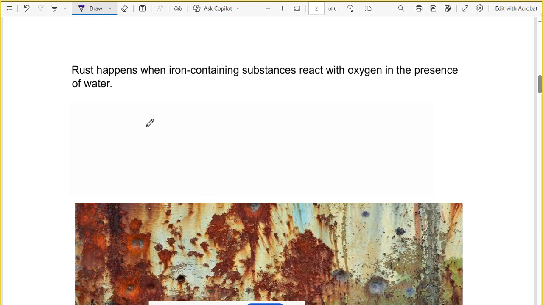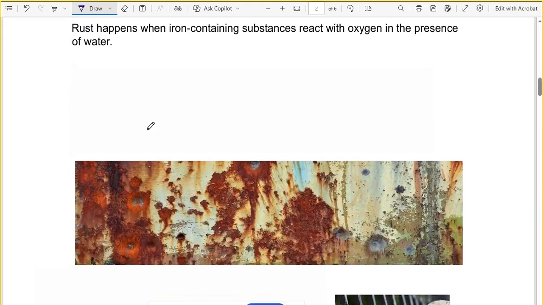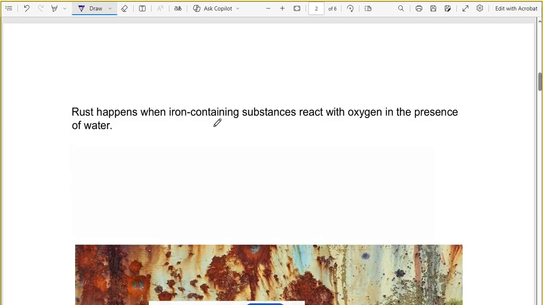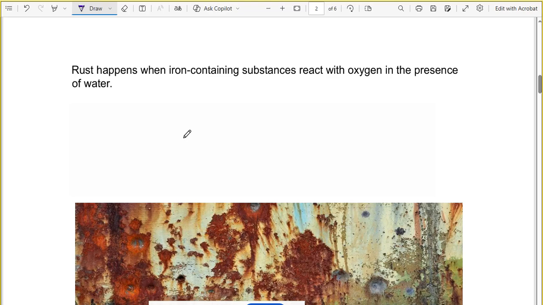Rust happens when iron-containing substances react with oxygen in the presence of water. So now, rust happens when iron reacts with oxygen. Then you put an arrow. I'm coming back to that. They give us iron oxide.